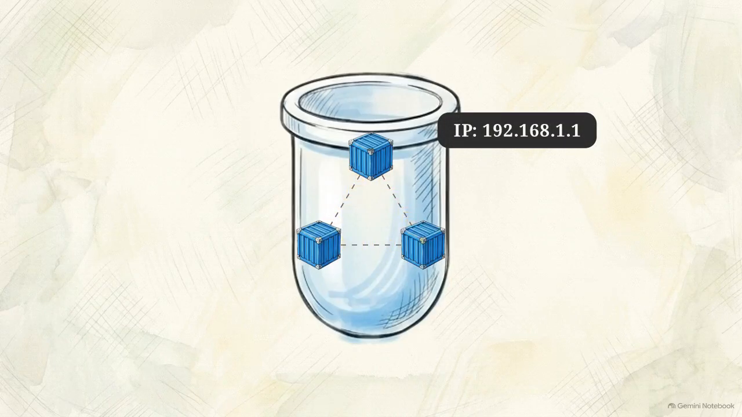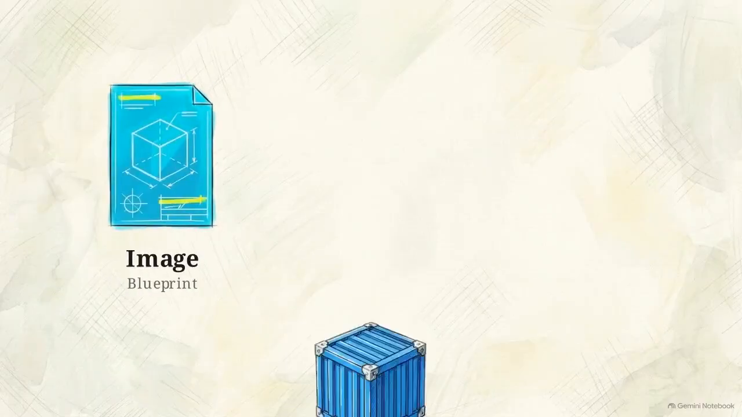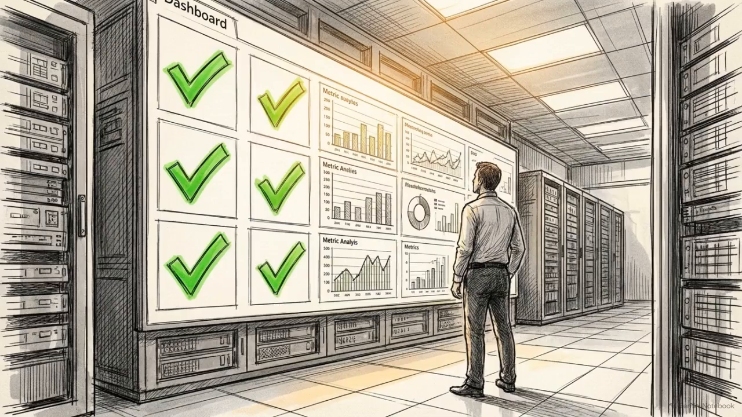Modern software deployment is moving away from relying on heavy, standalone virtual machines for every app. By understanding how images, containers, and pods work together, you've taken the first major step toward mastering production-ready deployments.